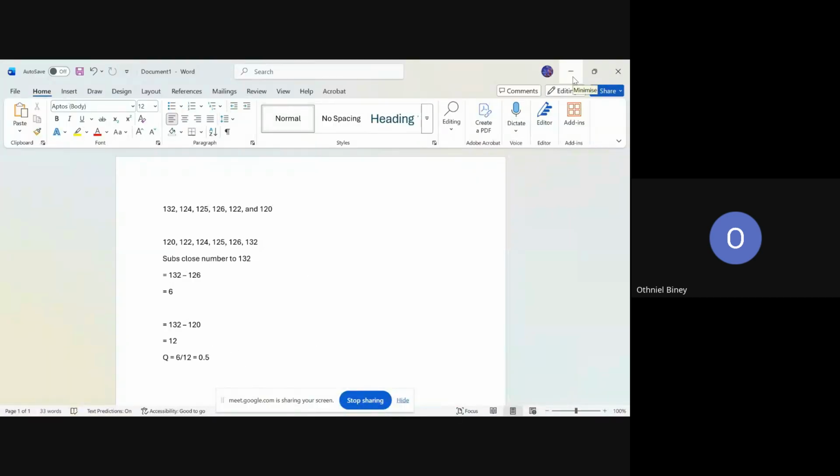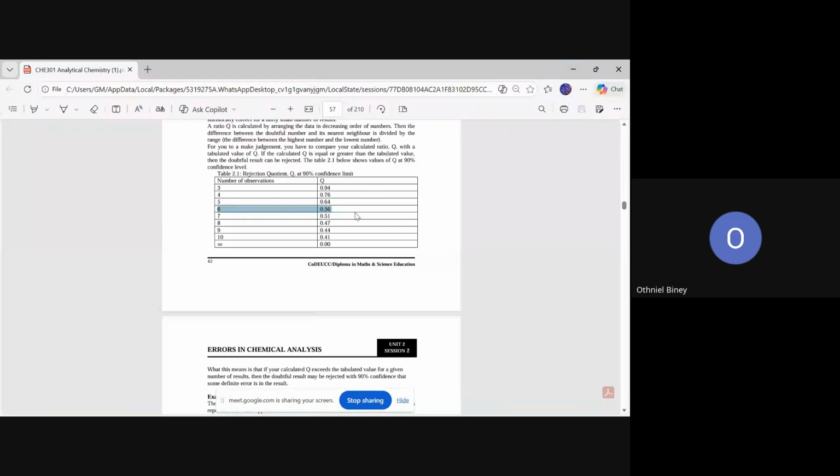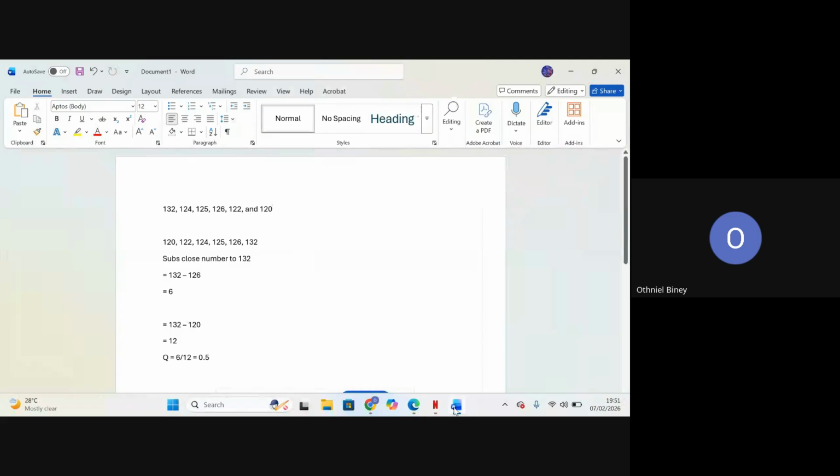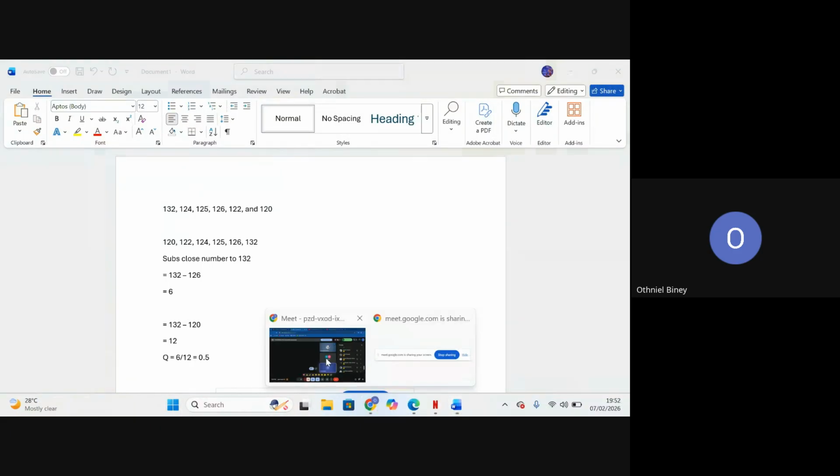Since our calculated value is less than the Q value on the table, we can say 132 should be accepted. Do you get it? Because the Q calculated for the 132 is less than the Q value on the table. You understand?